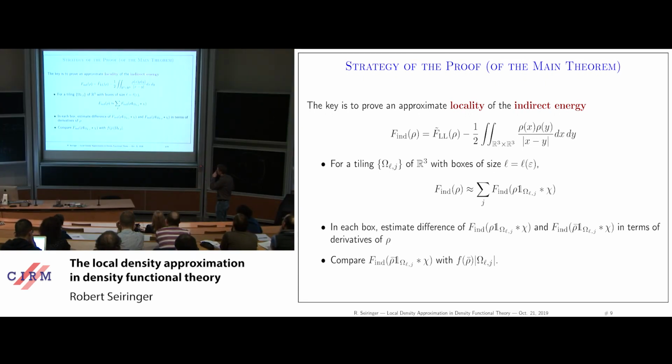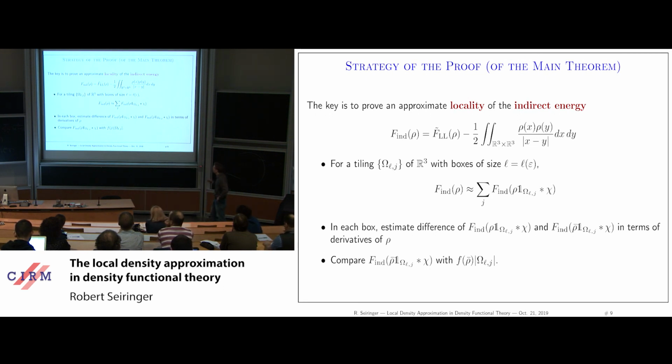So I will just give some ideas in the proof. The key point is, of course, the locality. That's what it's all about, the local density approximation. So we want to argue that this indirect energy, where I take this Levy-Lieb functional and subtract the direct Coulomb term, is approximately local. That's the first thing to understand.